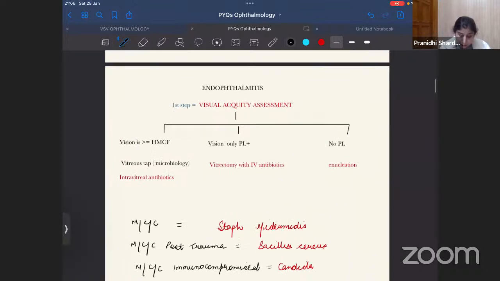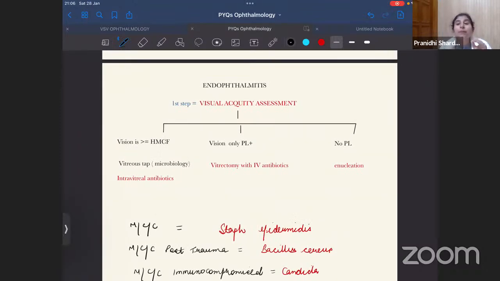Now in endophthalmitis, what you have to learn is the Endophthalmitis Vitrectomy Study, known as the EVS study. The first step in the EVS study is always to check the visual acuity of the patient. You can be asked in the question, a patient of endophthalmitis came, what is the next step you will do? The first step is visual acuity assessment.